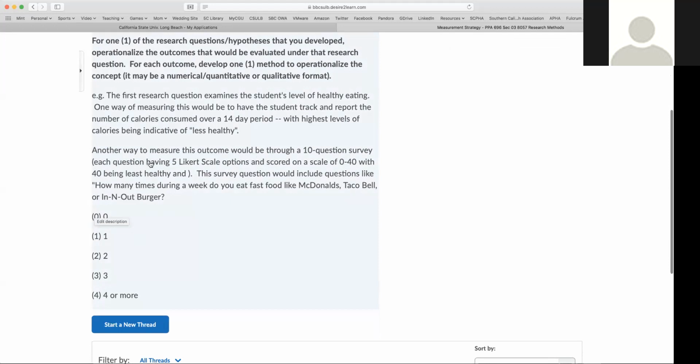If I have a 10-question survey with everybody having a 0 to 40 scale, they can ask questions like, how many times during a week do you eat fast food like McDonald's, Taco Bell, and that burger? 0, 1, 2, 3, 4, or more. So 4 here represents a higher score and worse off on our 0 to 40 scale. So something like that will elaborate on how you will operationalize and measure the outcome specifically that you have for that research question. Any questions about that? Does that make sense? What you're trying to do there?